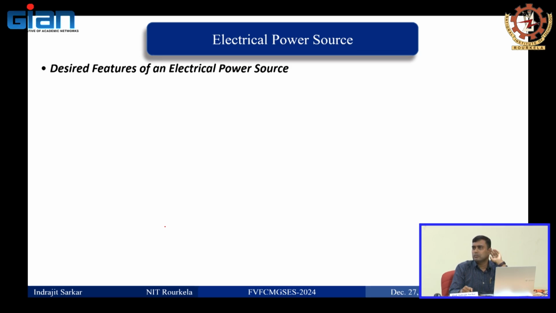Nature of the source. Nature of the source in the sense DC or AC? Okay, DC or AC, very good. That is one point. What else? Output power, voltage and current. Voltage level, current level, very good. Power density. Power density means how much size and volume. Correct, absolutely correct. What else? Capacity, yes. Power rating, yes.